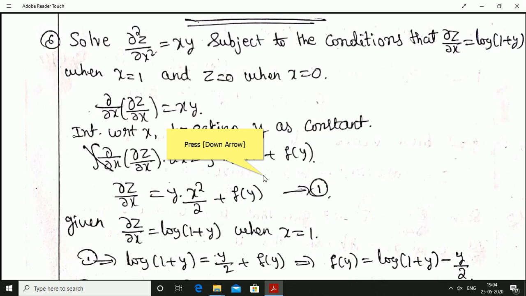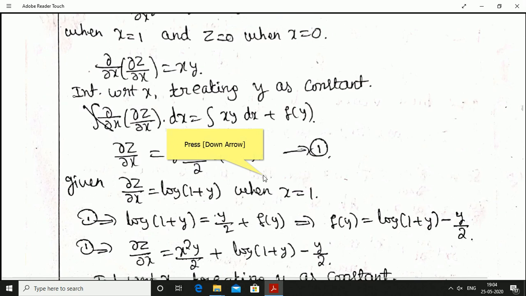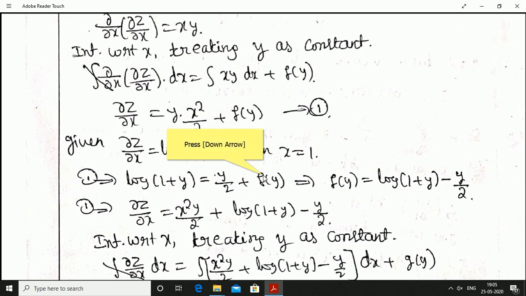Now we'll apply the condition. Del z by del x is equal to logarithm of 1 plus y when x is equal to 1. Del z by del x is logarithm of 1 plus y. If I substitute that value into the equation 1, it takes the form log of 1 plus y is equal to x is 1, 1 square means 1 by 2 into y, nothing but y by 2 plus f of y, or else f of y is equal to logarithm of 1 plus y minus y by 2. Substitute f of y value into equation 1. It takes the form del z by del x is equal to x square y by 2 plus logarithm of 1 plus y minus y by 2.